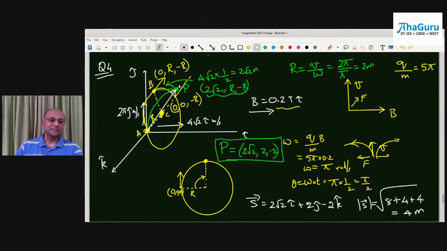So what is the displacement magnitude? The answer is 4 meters. I can see that many of you have got it right. Okay, so that's very good. Let me just quickly see it.